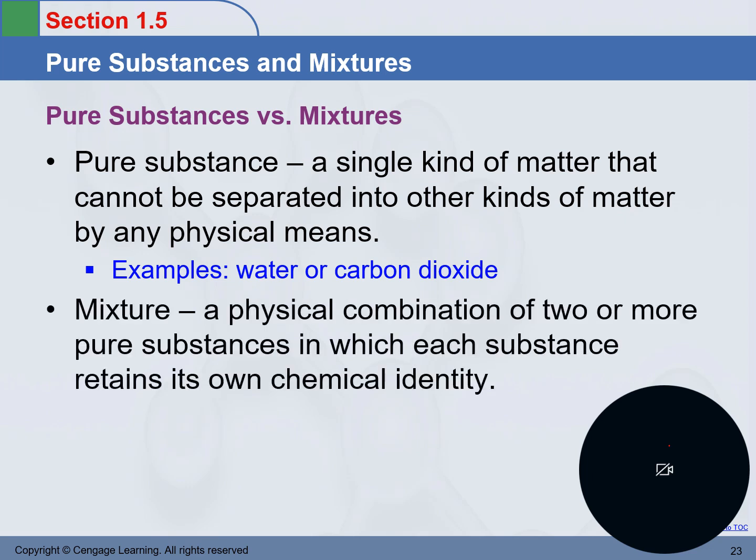The other type is a mixture, and then we'll see that there are two variations of each one of these, but a mixture is a physical blend of two or more substances in which each substance keeps its own unique identity. Here's an example of seawater.